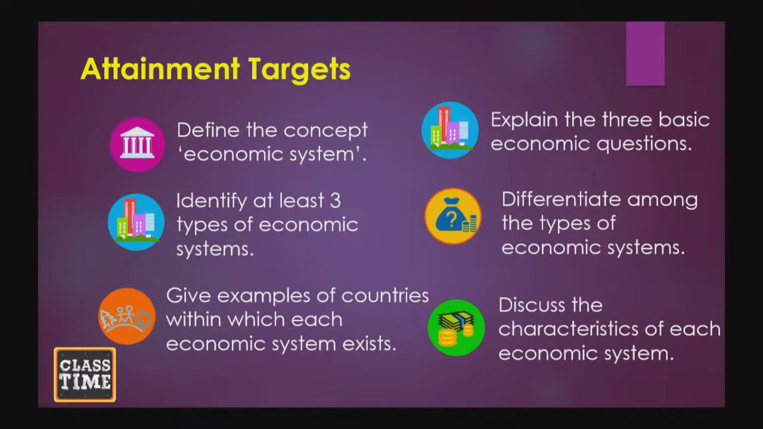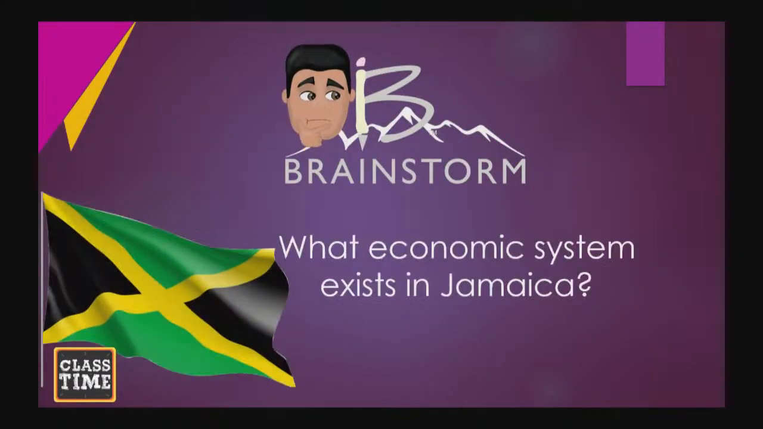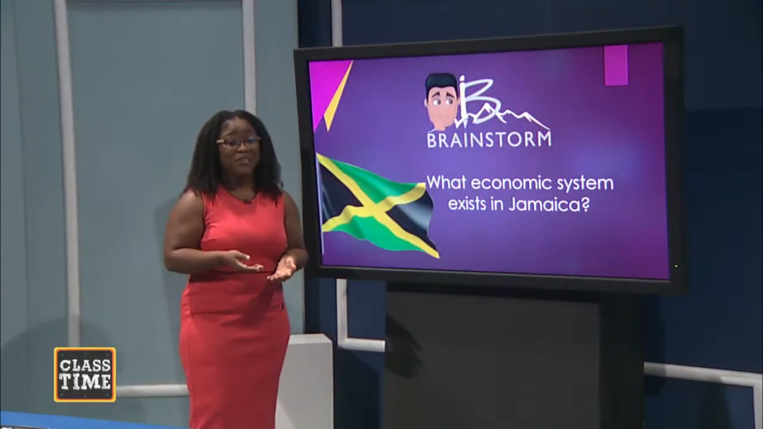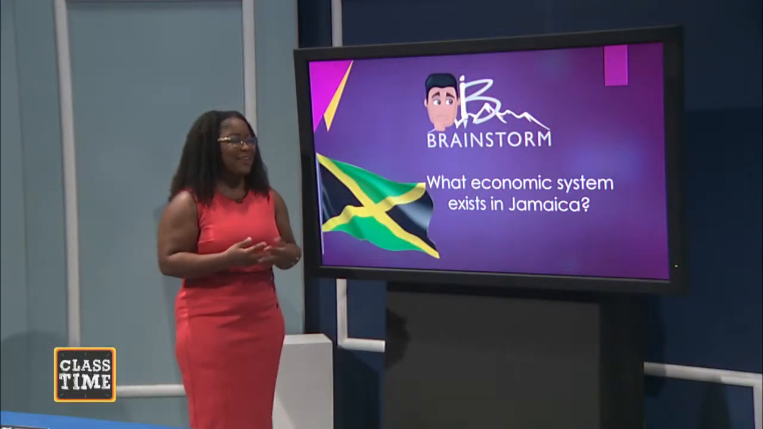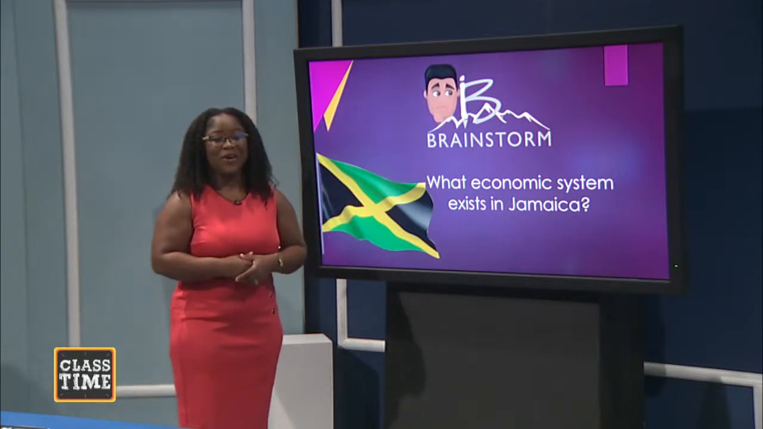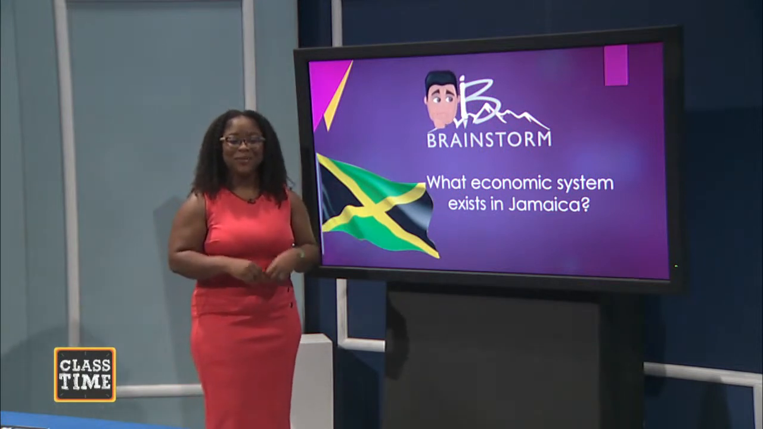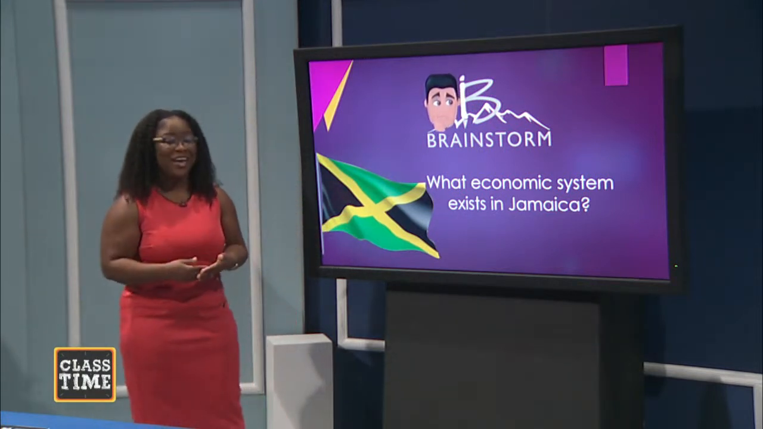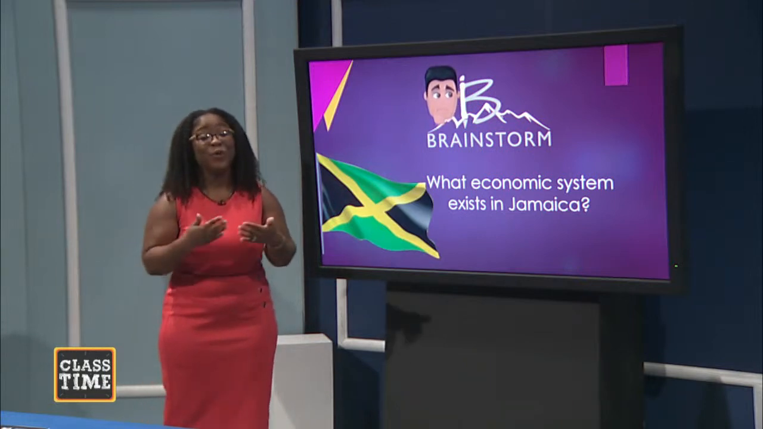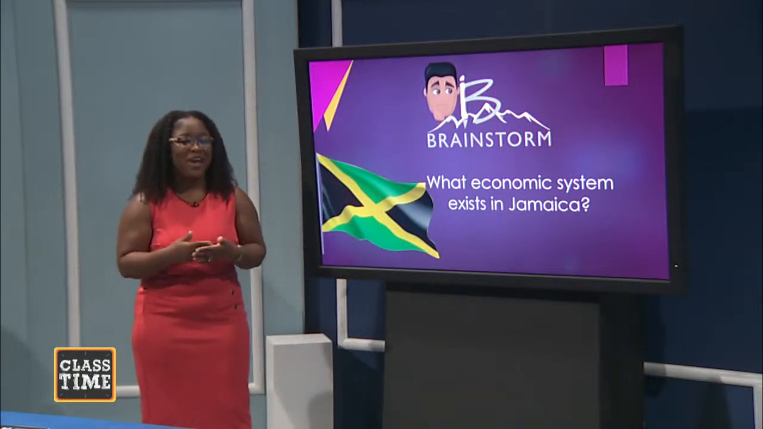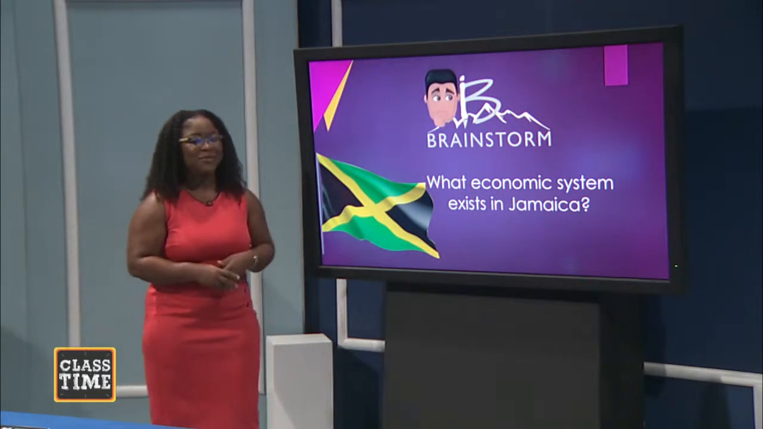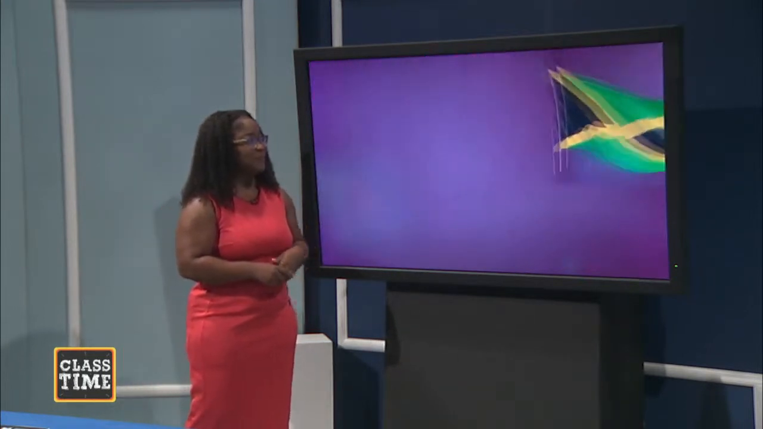Now, the first thing we're going to start off with today is a brainstorm. Let's look at our brainstorm question. I want you to bear this question in mind and think of an answer. Maybe you have been exposed to economic systems before. Our brainstorm question of the day is, what economic system exists in Jamaica? So we live in Jamaica. What do you think? Think about this question as we go throughout our lesson today. You might find your answer. We'll come back to this question at the end of our lesson.